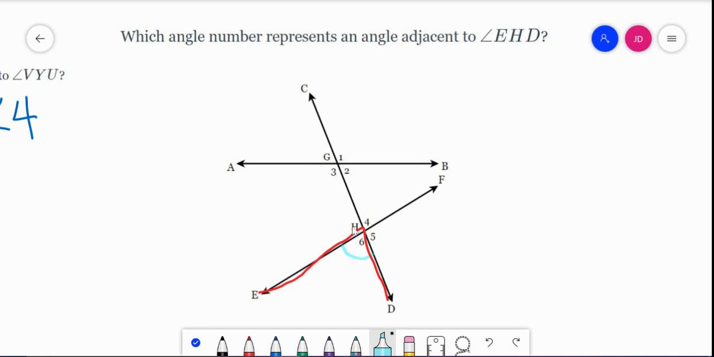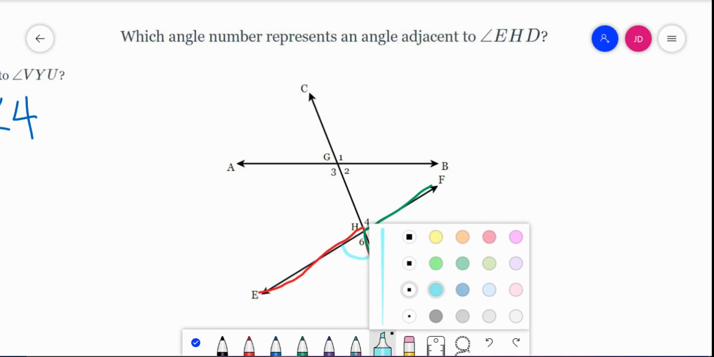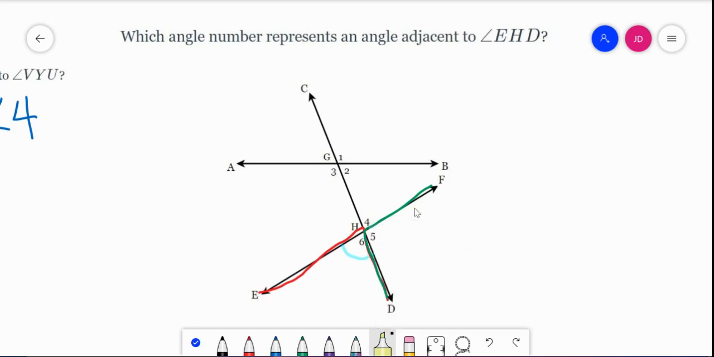Now, this is not an angle name. That's just the vertex it's labeling. So adjacent means next to, means shares a common side with. And it looks like this angle right here shares a common side with this. So it is going to be this angle right here, right next to it. They share this common side, right? So it's going to be angle 5.